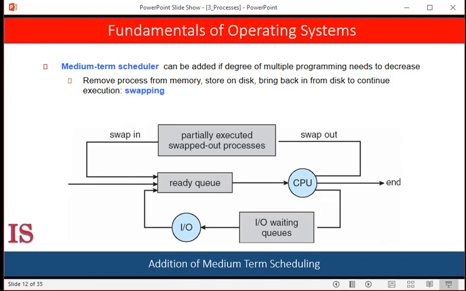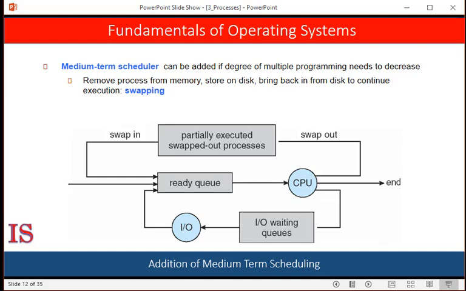Sometimes it becomes evident that there are too many processes in the system, which I just mentioned to you, probably because of an unexpected decline in performance. Some operating systems have an intermediate form of scheduling known as swapping, whose key idea is that it can be helpful to remove a process from memory to reduce the degree of multiprogramming. I hinted at all this in the last few minutes.